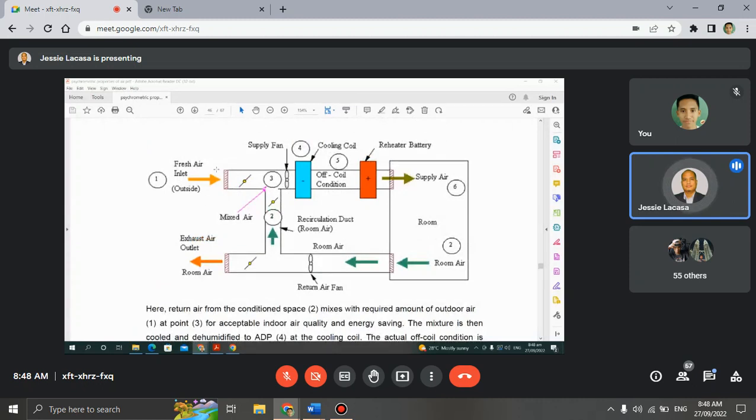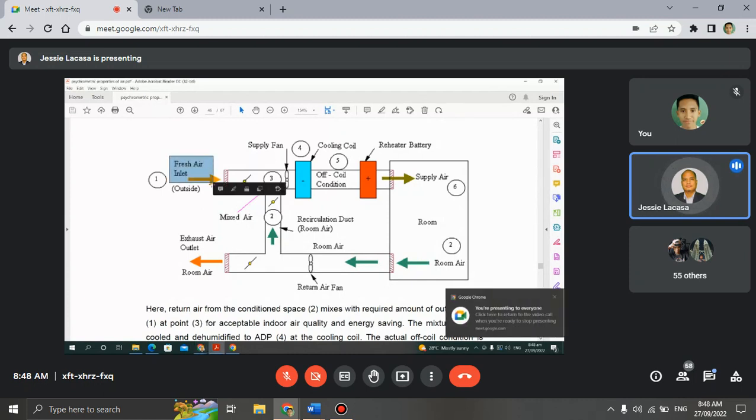So this is the schematic diagram of an air handling unit. So you have fresh air, exhaust air, then the return air. Some of the return air is what you send back here to mix with the outside air, the fresh air.